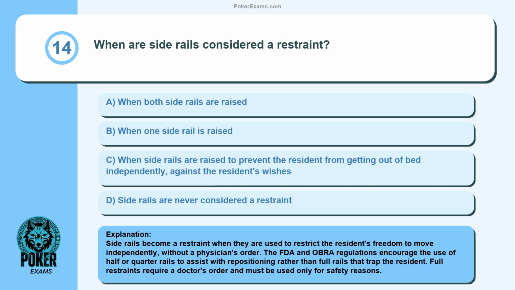Side rails become a restraint when they are used to restrict the resident's freedom to move independently, without a physician's order. The FDA and OBRA regulations encourage the use of half or quarter rails to assist with repositioning rather than full rails that trap the resident. Full restraints require a doctor's order and must be used only for safety reasons.